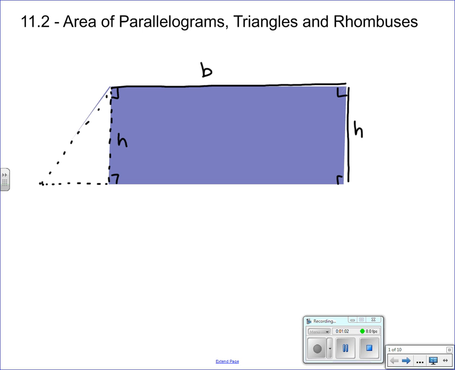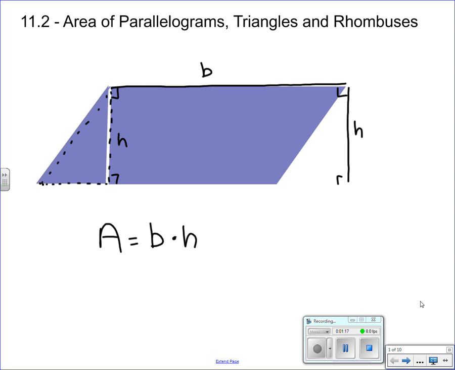So the area of a parallelogram happens to be the same thing as the area of a rectangle. Area is the base times the height. So if I move this piece back over, when you're looking at this, the height is the perpendicular, and sometimes it's going to be outside, to the line that contains the base of the parallelogram.